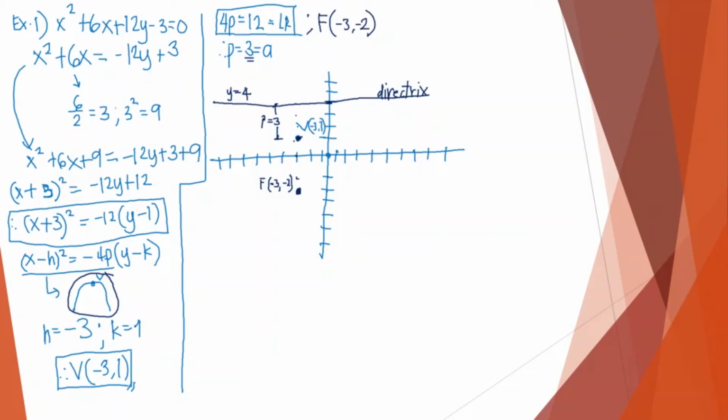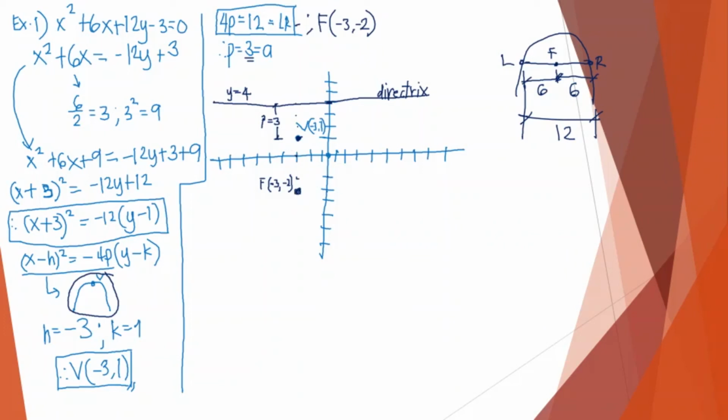Then lastly, in order for us to graph the parabola properly, we'll be using the latus rectum, which is equal to 12. If we have this graph, this is the focus, then our latus rectum. If that is equal to 12, then half of that is 6 from the focus to the right, and the distance from the focus to the left is 6. So we count 6 to the right and 6 to the left.